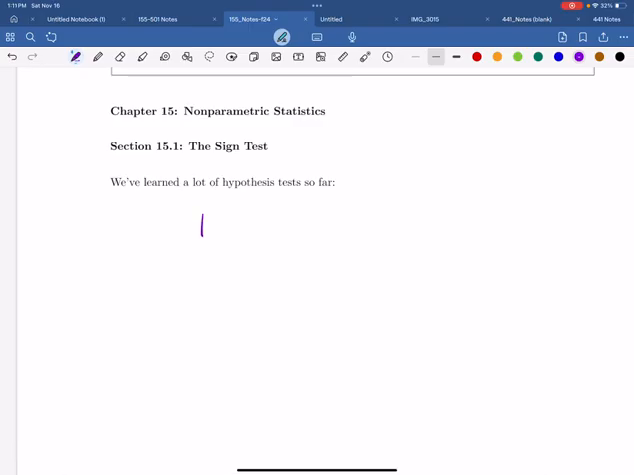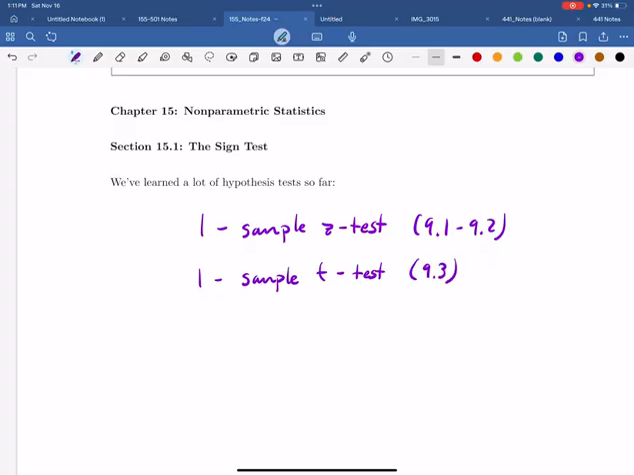Which tests have we learned so far? Well, first we've learned the one-sample z-test. That's kind of an unrealistic test, right? We learned about that in 9.1 and 9.2 when we know the population standard deviation sigma. We also learned the much more realistic one-sample t-test when we don't know the population standard deviation sigma.